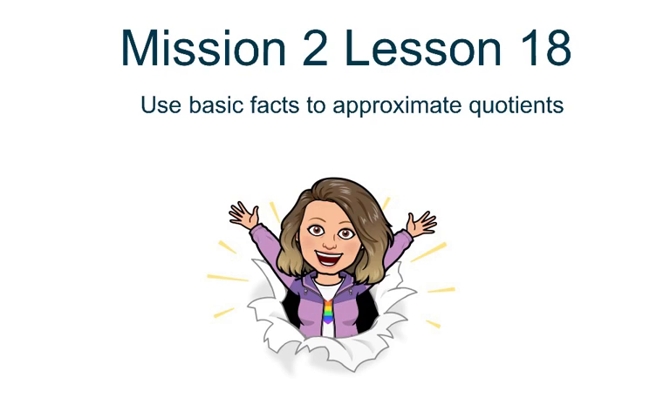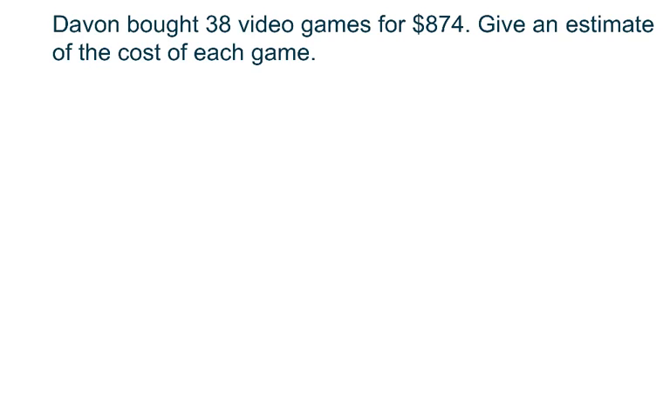Today we're going to continue using those basic friendly number facts to approximate our quotients. And remember, approximate just means around about how much it's going to equal. We're going to start off today by reviewing from yesterday. We're going to start with this word problem. Devon bought 38 video games for $874. Give an estimate of the cost of each game.